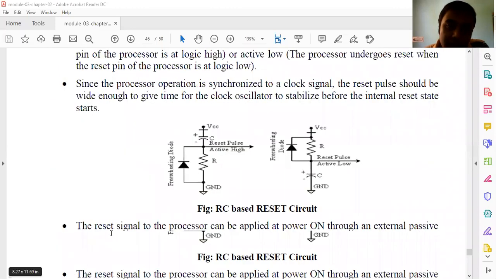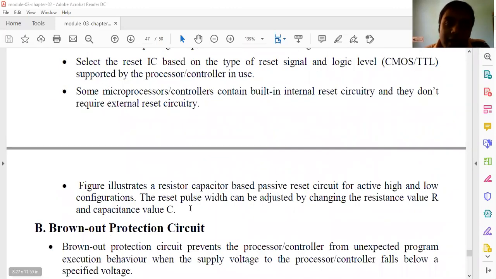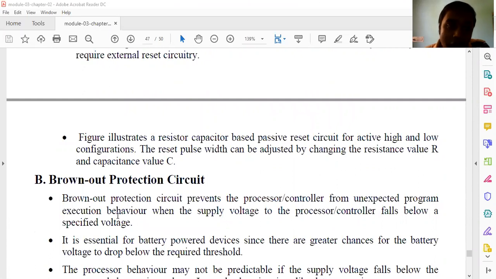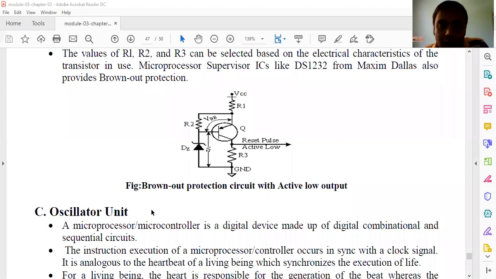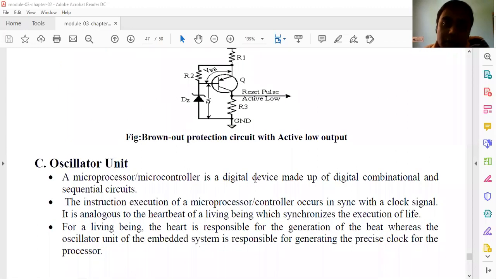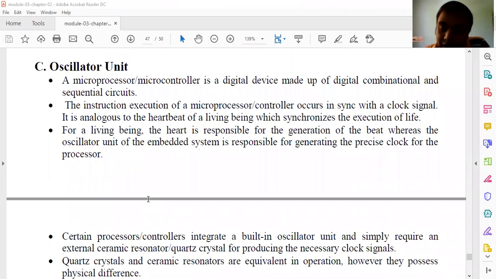There is a reset circuit, which is used to reset the embedded system. Next, the brown out protection circuit. Whenever the voltage goes below the specified voltage, that situation is called brownout, and to protect against that condition we use a circuit called the brownout protection circuit. Next, the oscillator unit. Certainly we need an oscillator in order to generate the clock signals. They are very important.